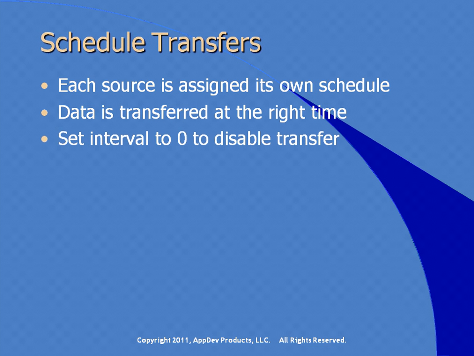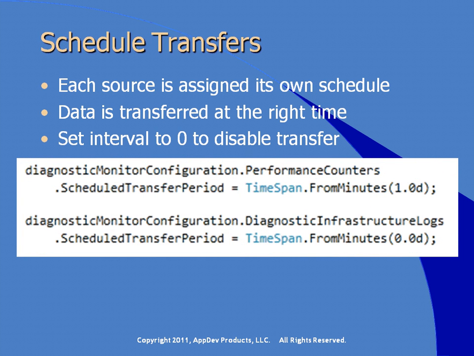If you want to simply disable a specific transfer, all you need to do is set the transfer interval to a value of 0, and it won't transfer until you change that value back to a value greater than 0. For example, here, the performance counter log is scheduled to be transferred each day, while the diagnostic infrastructure log is disabled since the interval is set to 0.